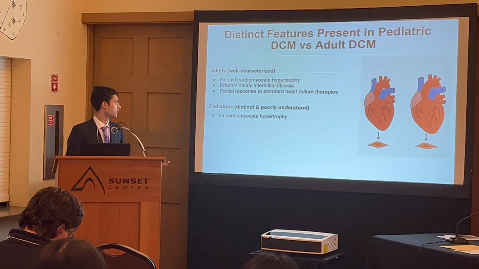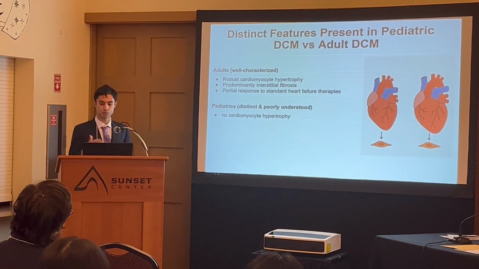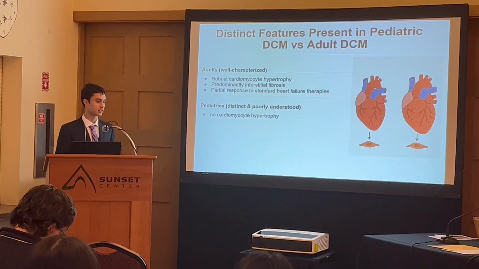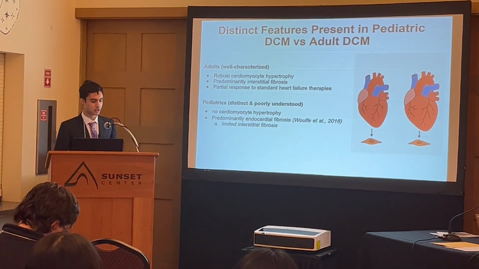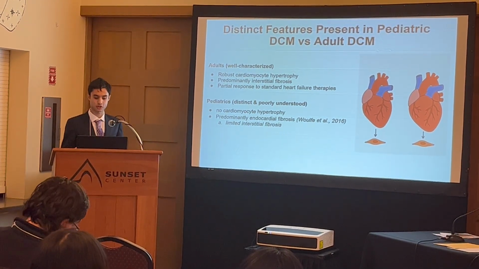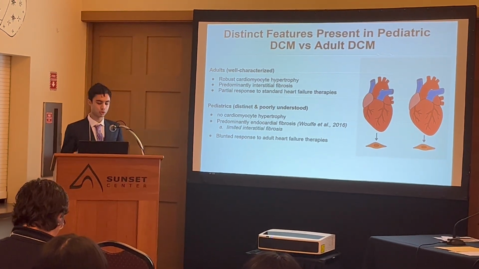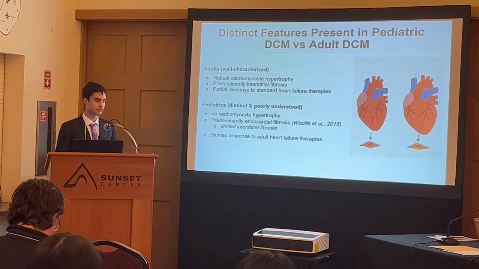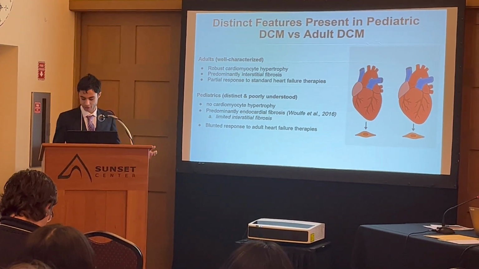But this is in contrast to pediatric DCM, which is distinct from adult DCM, and it is poorly understood. Some of the key differences in pediatric DCM are that no cardiomyocyte hypertrophy is observed. In addition, there's predominantly endocardial fibrosis as opposed to interstitial fibrosis in adults. And because pediatric DCM is poorly understood, there's a blunted or even no response to standard heart failure therapies that are mainly geared toward adults in the market as of now.